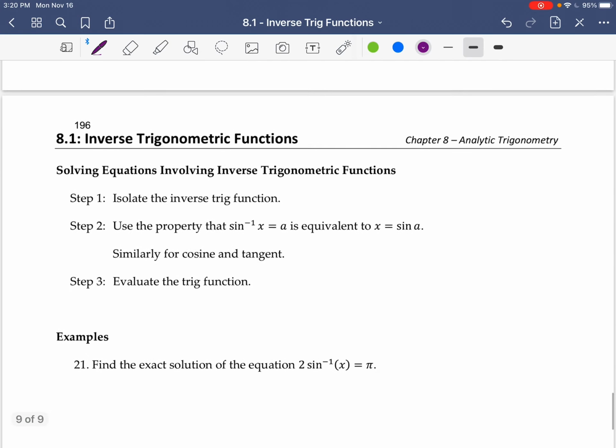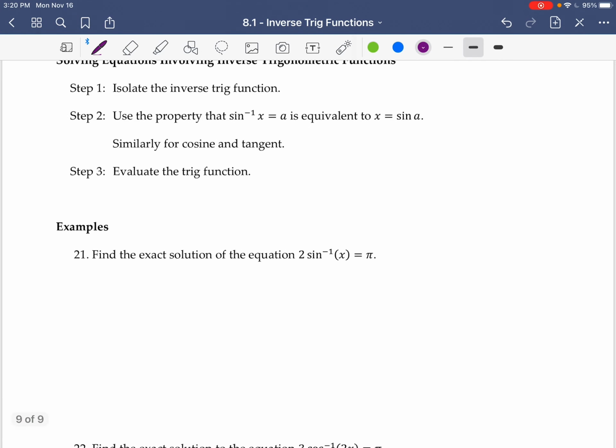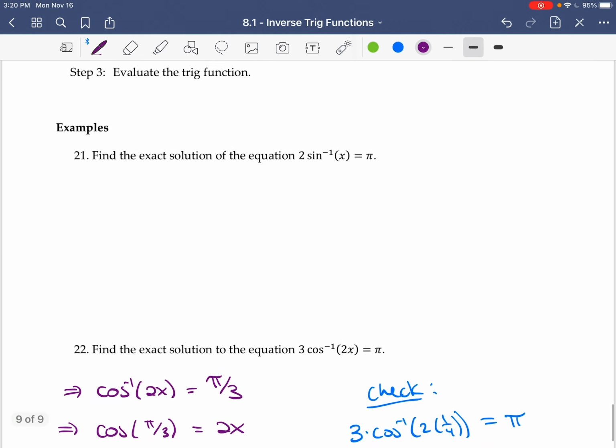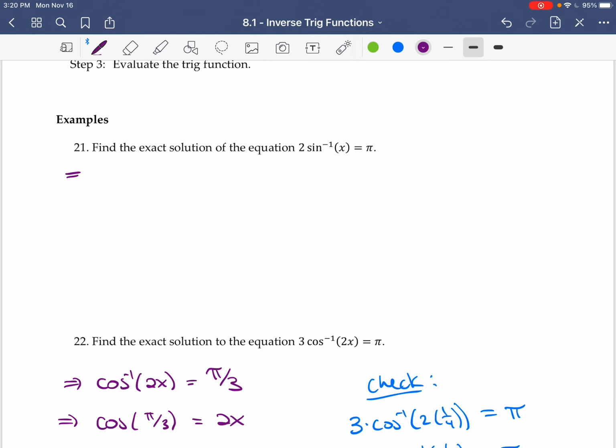And just one more example left of solving an equation involving an inverse trig. So remember, we want to isolate the inverse trig function. So I'm going to divide both sides by 2. So I have sine inverse of x is equal to pi by 2. That's the same as saying sine of pi by 2 should be equal to x if you do the swap.